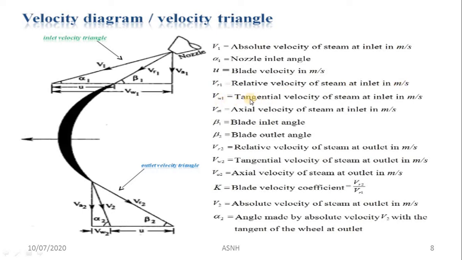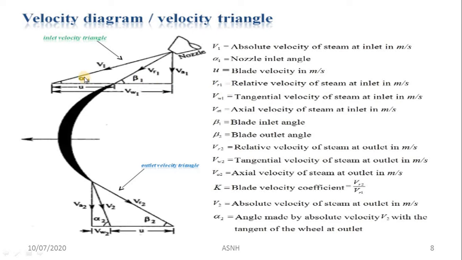VW1 is the tangential velocity. It is also called the whirling velocity of the steam, in meters per second. This particular axial velocity VF1 or VA1 is the axial velocity of the steam at inlet. Beta 1 is the blade inlet angle, beta 2 is the blade outlet angle. So here there are a total of 4 angles, students.